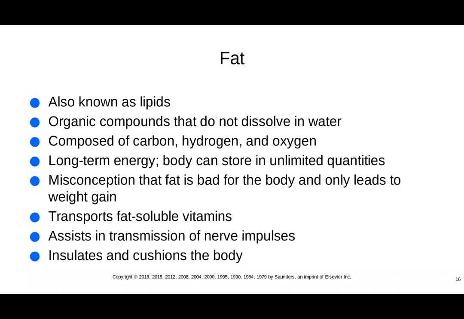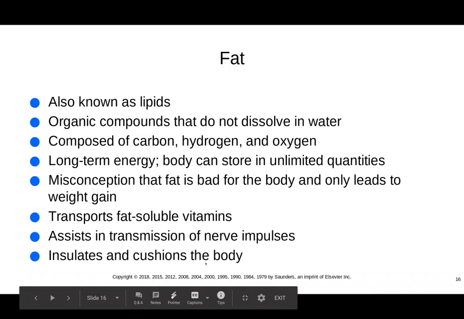Our bodies need fat, right? The lipids in our blood transport the fat-soluble vitamins that are absolutely important to our good function. And it also assists in the transmission of nerve impulses, and it provides a very nice insulation and cushion for our organs in the body.